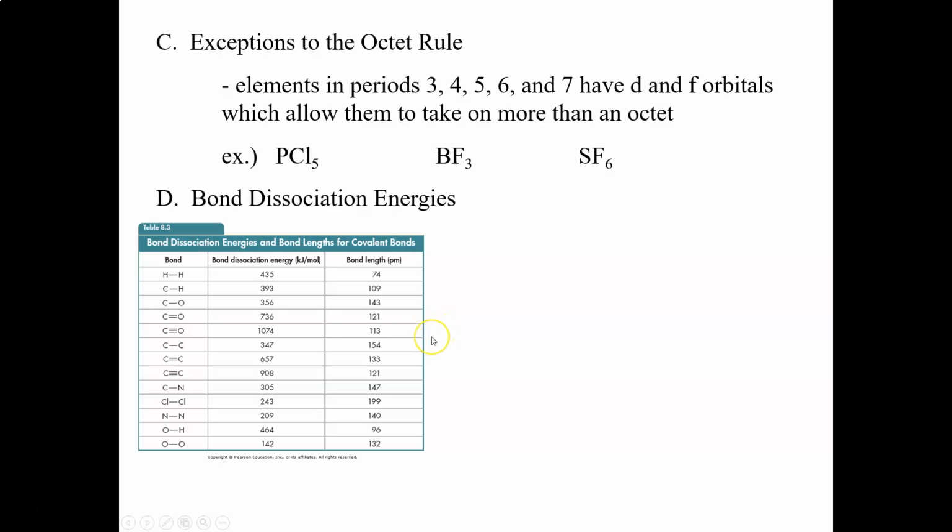So what's the last thing that we can say? What's the relationship between bond length and bond energy? So as the bond length gets shorter and shorter, what happens to the energy? More and more. So the shorter the bond, the greater amount of energy required to break it.